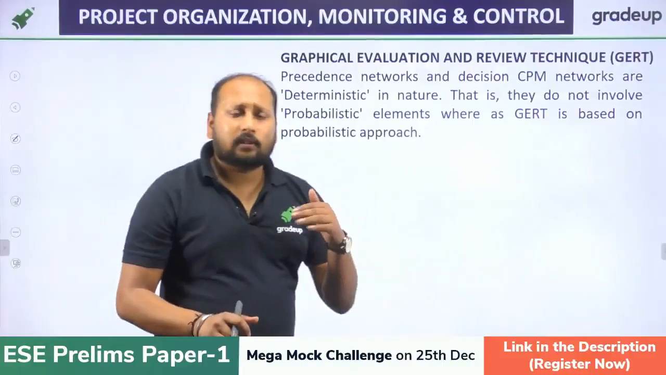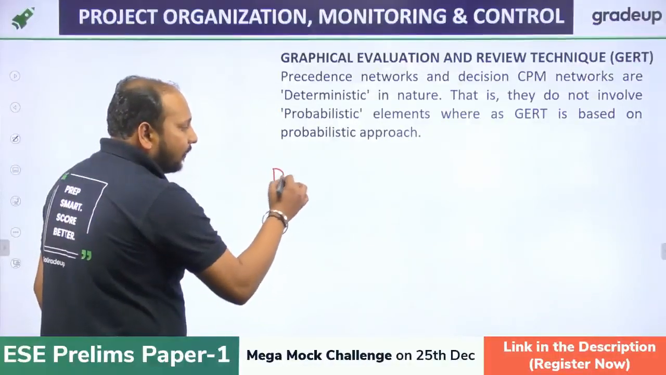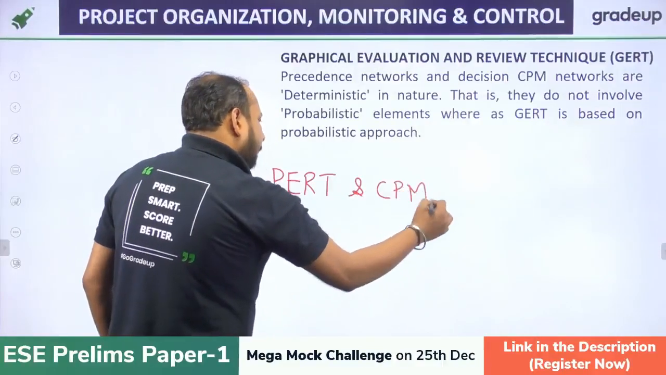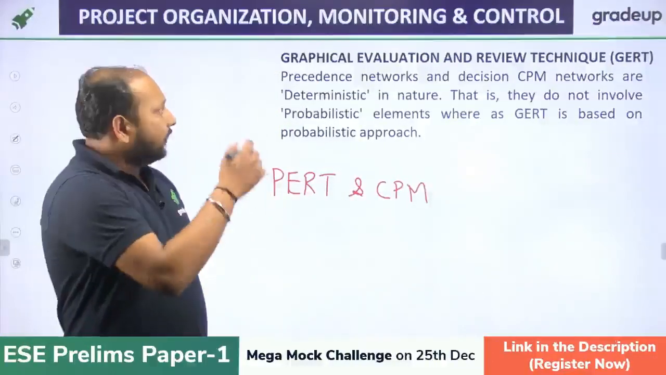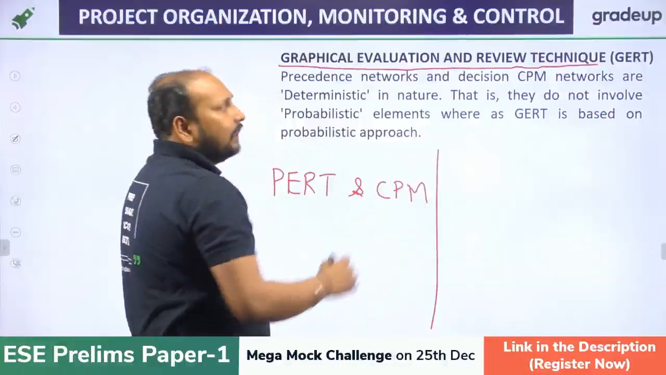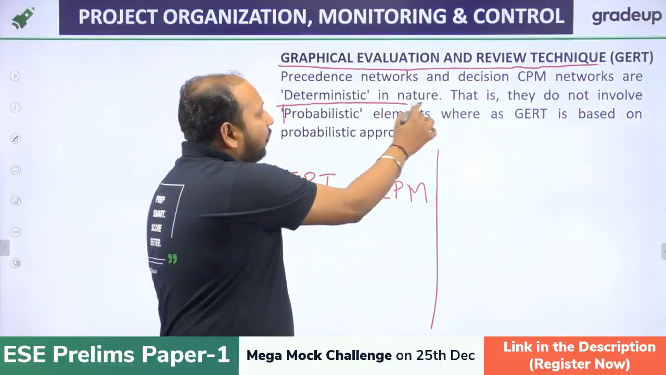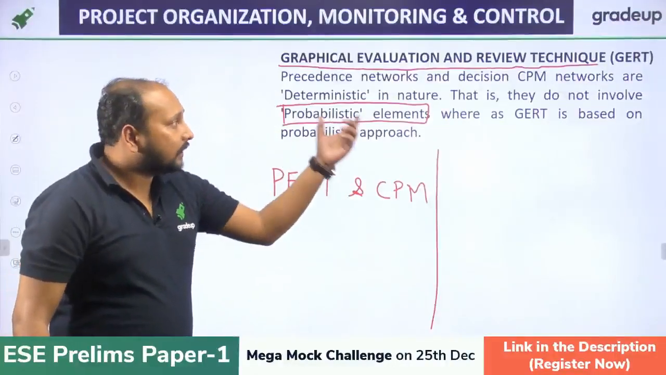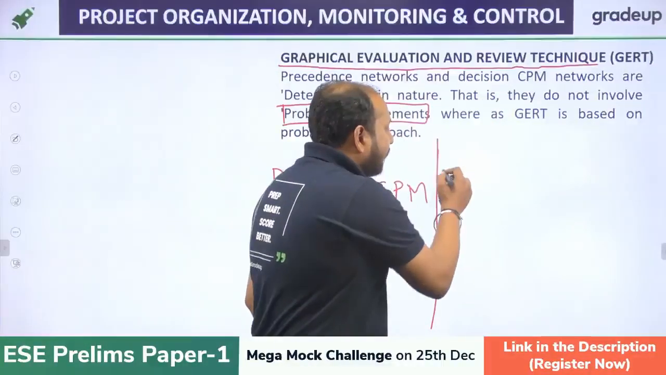Next is GERT. You might have studied project management in the previous few classes, and you might have studied PERT and CPM. So there is one which is known as GERT, which is called Graphical Evaluation and Review Technique. This is a probabilistic approach, because CPM is a deterministic approach and PERT is a probabilistic approach. GERT is also a probabilistic approach, but in a diagrammatic form.